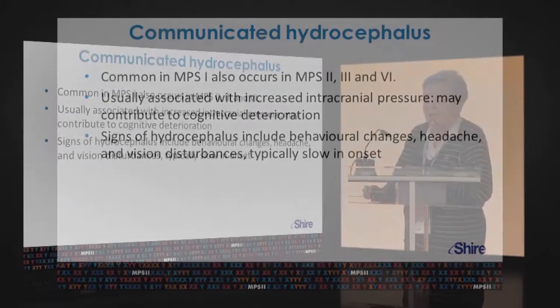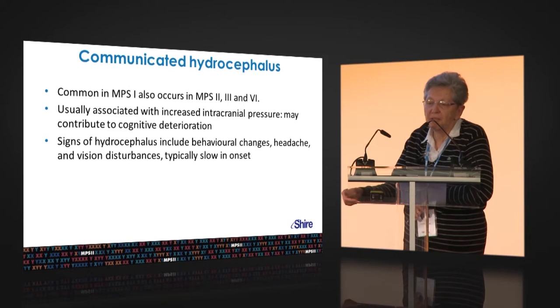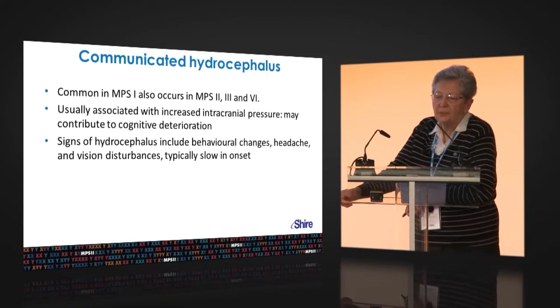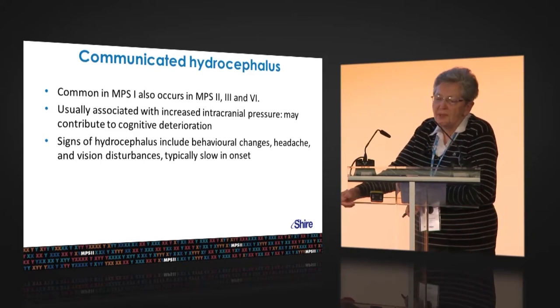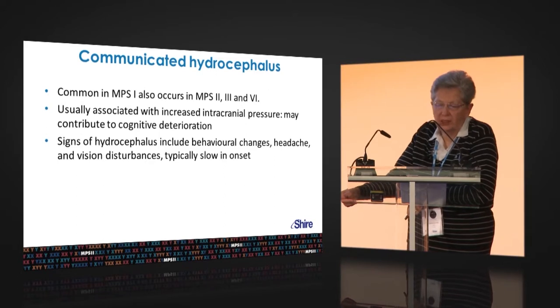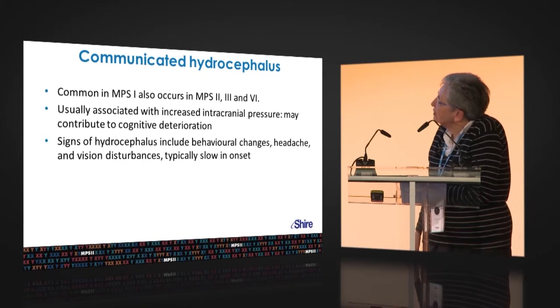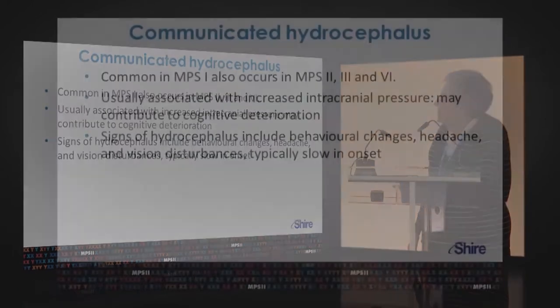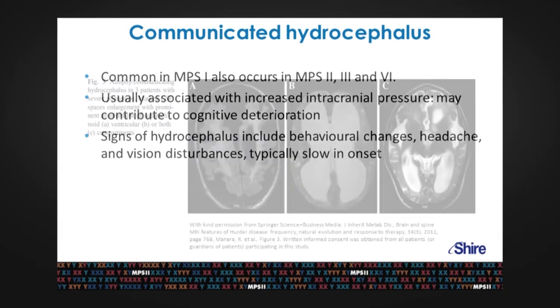Another problem which can interfere with normal development and behavior is communicating hydrocephalus, common in MPS 1, 2, 3, and 6. It could be associated with increased intracranial pressure and may contribute to cognitive deterioration or behavioral changes like headache, vision disturbances, or others. But this is slowly progressing, and it is not the main aspect influencing behavior.